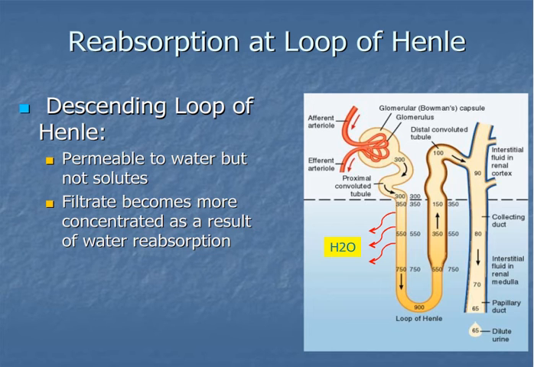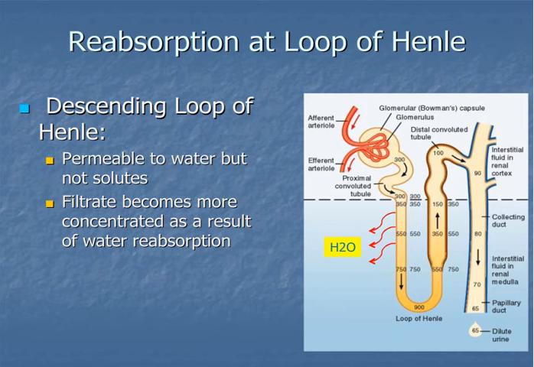Now, unlike the proximal convoluted tubule, which was permeable to both water and solute, the descending limb of the loop of Henle is only permeable to water. It is not really permeable to sodium. And so what happens is we tend to pull water out, but sodium stands behind. Take a look at the numbers written inside that tubule. You can see that they start at 300 and then go to 350 and 550 and 750. And basically this indicates a rise in the osmolality, or saltiness, of the fluid within the tubule.